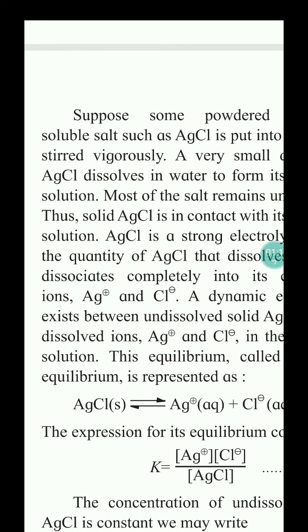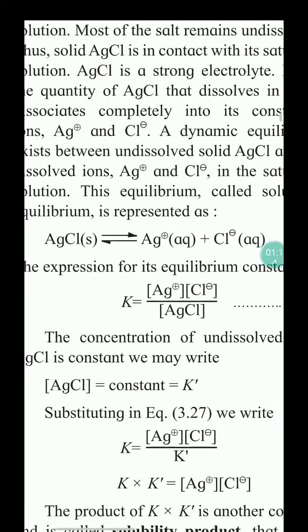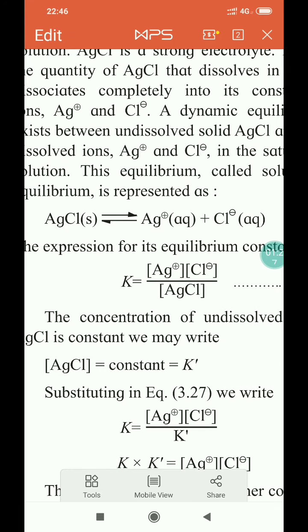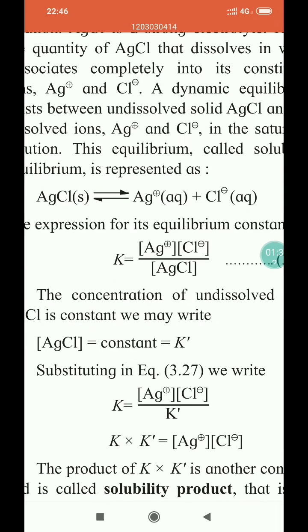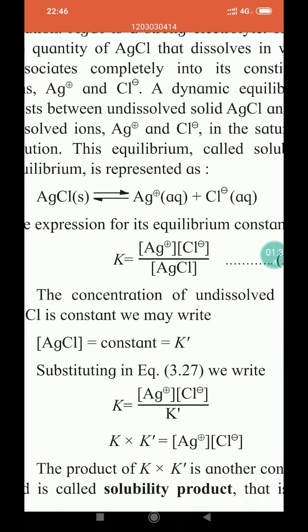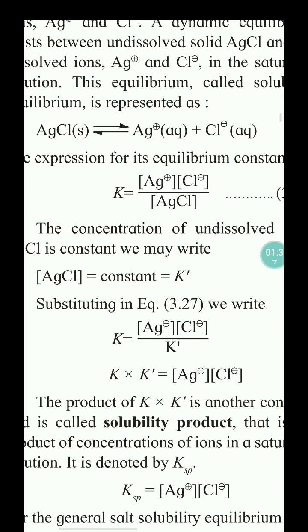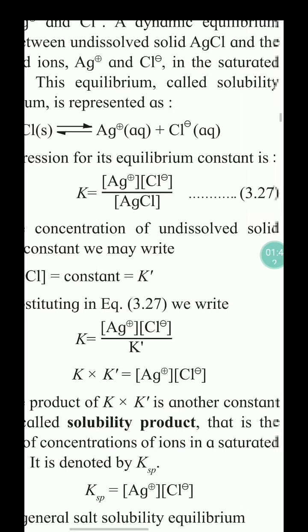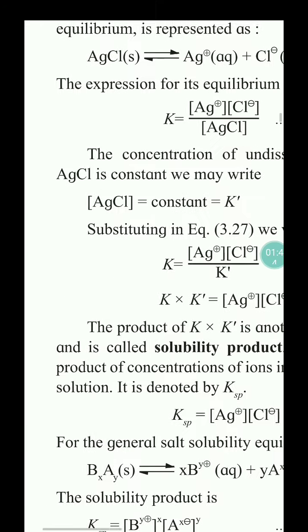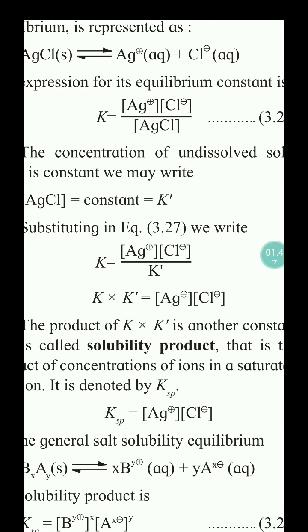sparingly soluble solution. Okay, so AgCl on dissociation gives Ag positive plus Cl negative. By applying the law of mass action, the equilibrium constant K is equal to the concentration of Ag times the concentration of Cl divided by AgCl. As AgCl is in undissolved form, its concentration is taken as constant, and therefore K into K dash is equal to Ag positive into Cl negative. Now this K into K dash is another constant, and this constant is called the solubility constant.